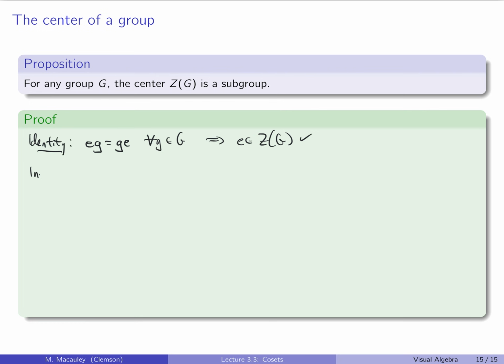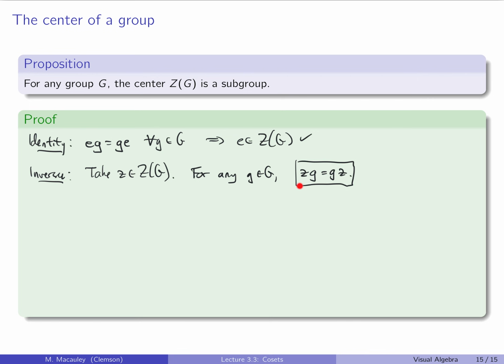Okay, what about inverses? What do I mean by inverses? Let's take something in the center. Let's take Z in big Z of G. I'll just say the center of G. What do we have to show? We need to show that Z inverse is also in the center. How do we do that? Well, what do we know? Let's write down for any element in G, we know that Z commutes with it. ZG equals GZ. So let me box that.